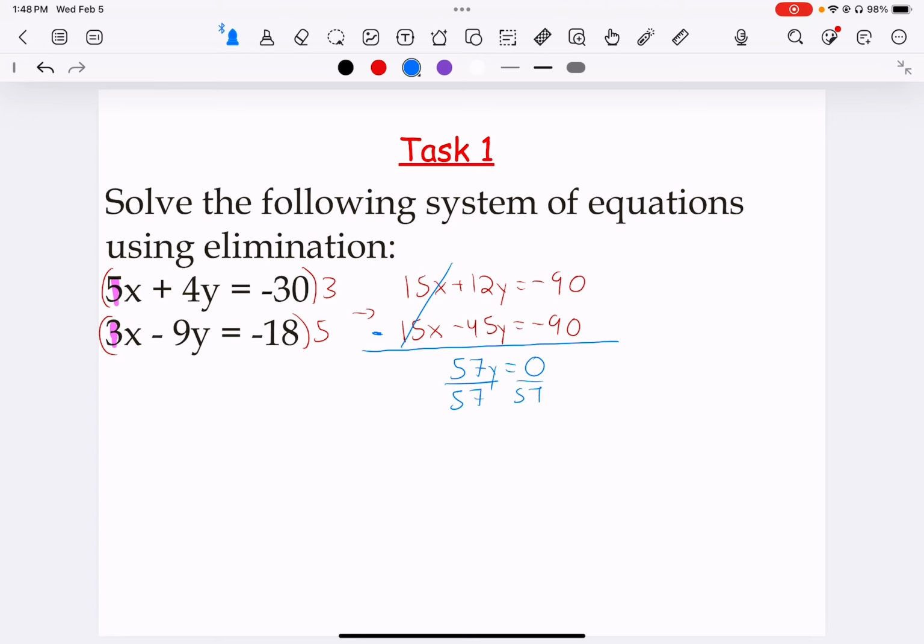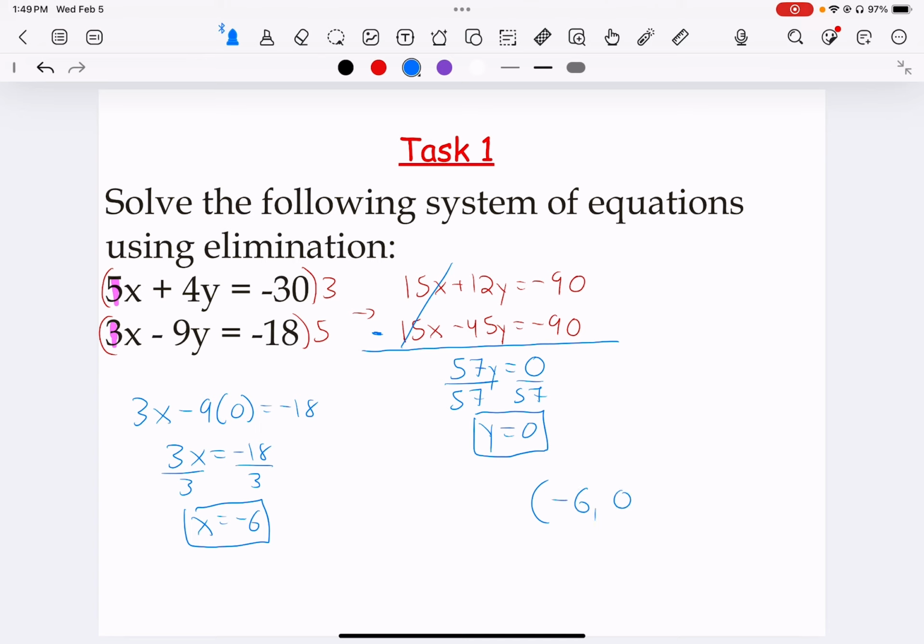Now I can divide both sides by 57, and I'm left with y is equal to 0. Now to determine x, I'm going to substitute back into one of my original equations. I'm going to pick the bottom one just because the 3 is smaller. So I have 3x minus 9 times 0 equals negative 18. This just leaves me with 3x equals negative 18. Divide both sides by 3. X is equal to negative 6. So my final answer as an ordered pair would be negative 6, 0.